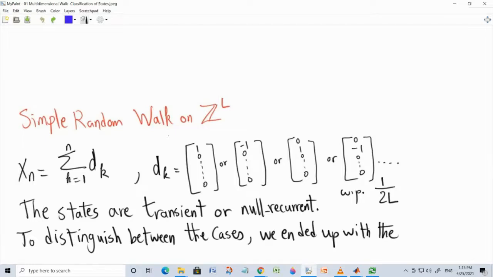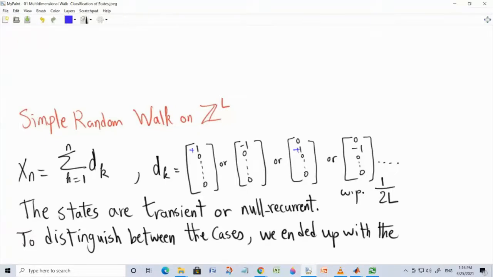As you can see, the pattern is that you choose some axis and move along it either in one direction or in the other. Suppose the first axis is the x-axis, or the first coordinate, then you can move a step +1 or -1. In the second direction, let's say y, you can move +1 or -1, and so on. Based on the previous lecture, the states are transient or non-recurrent.